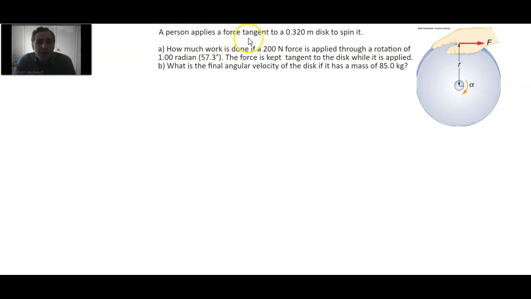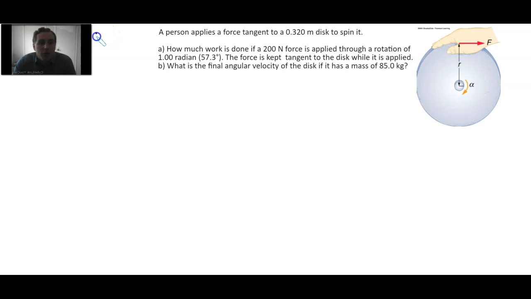It says a person applies a force which is tangent to a 0.320 meter disc to spin it. A. How much work is done if a 200 Newton force is applied through a rotation of 1.00 radian, that is 57.3 degrees or so. The force is kept tangent to the disc while it is applied. B. What is the final angular velocity of the disk if it has a mass of 85.0 kilograms? So let's go ahead and start to solve this problem.